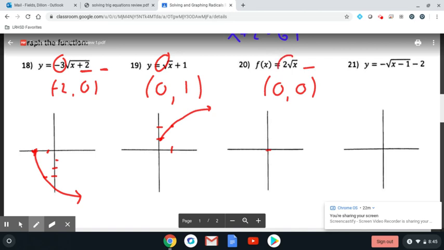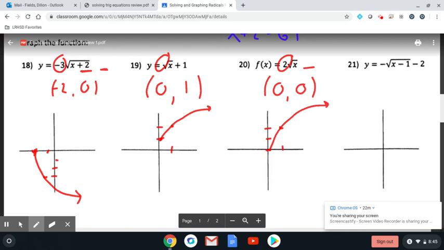Now, if I look at that value out in front of my radical and I see a 2 and it's positive, that means I'm going to go up 2 and I'm going to go to the right 1. So we're going to go up 2 and to the right 1, and that's going to be our second point, which again just kind of stretches this out vertically a little bit.